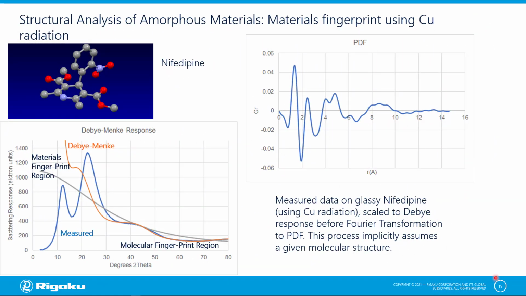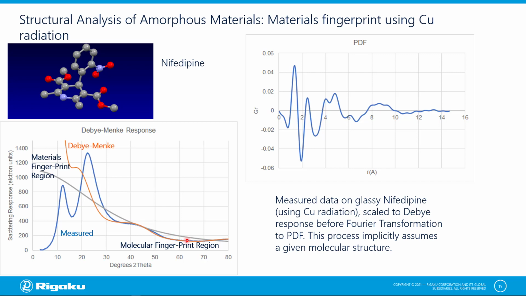To illustrate how this might work, I've used nifedipine as an example here. The data shown in blue on the bottom is measured data on glassy nifedipine. This was measured in reflection mode using a silicon low background holder using copper radiation. And we only measured out to 80 degrees. So normally this would be considered a very much truncated range to do pairwise distribution function type of analysis. In orange here we have the Debye or Debye-Menke response as calculated.